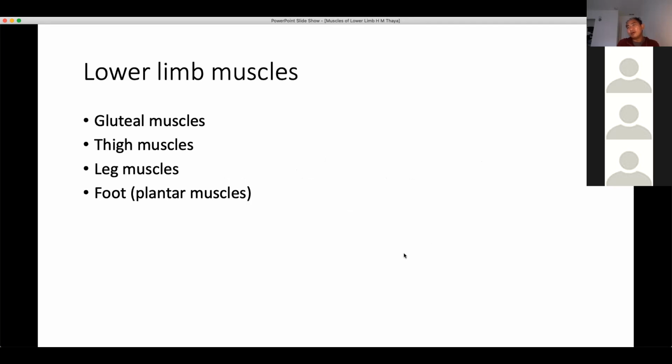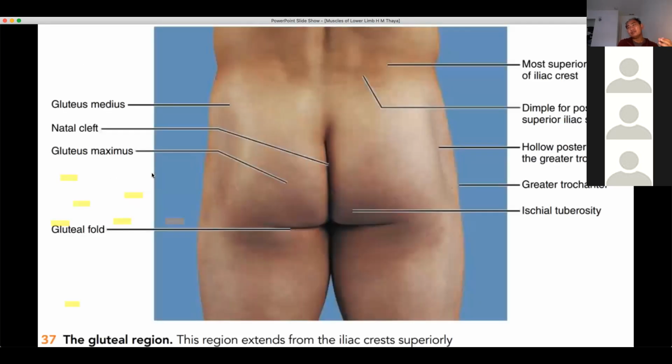So yes, we talk about the lower limb muscles. We talk about the gluteal muscles, which are the buttock muscles, the muscles of the thigh, the muscles of the leg, and we need to talk about the muscles of the foot. So, a few little things I want you to remember.